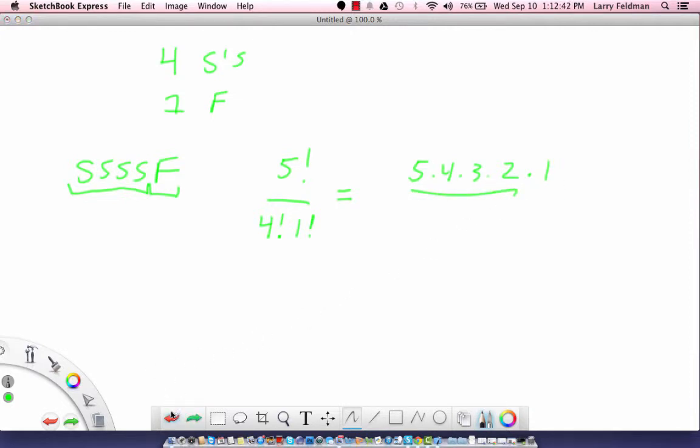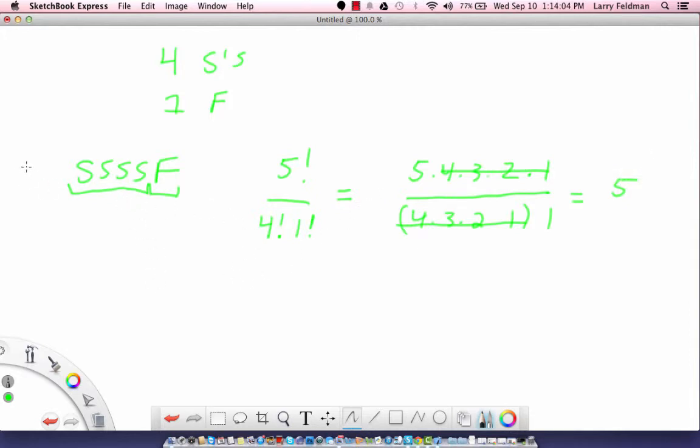1 factorial is 1. So we have 5 times 4 times 3 times 2 times 1, divided by 4 times 3 times 2 times 1. And as I said, the 1 factorial is simply 1. These cancel with these. We're left with 5 over 1, which is 5.